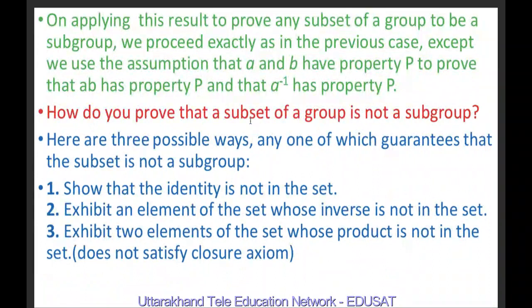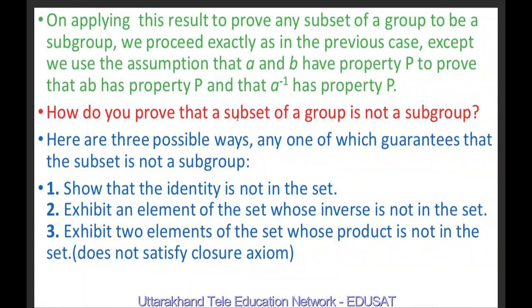So on applying this result to prove any subset of a group to be a subgroup, we proceed exactly as in the previous case, except we use the assumption that a and b have the property P to prove that ab has the property P and a inverse has the property P. So only this part is different. So we have learned how to prove that any non-empty subset of a group is a subgroup.